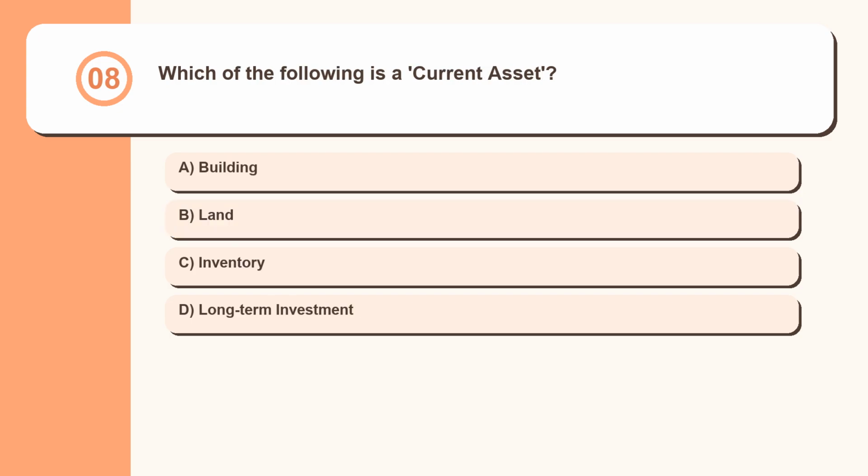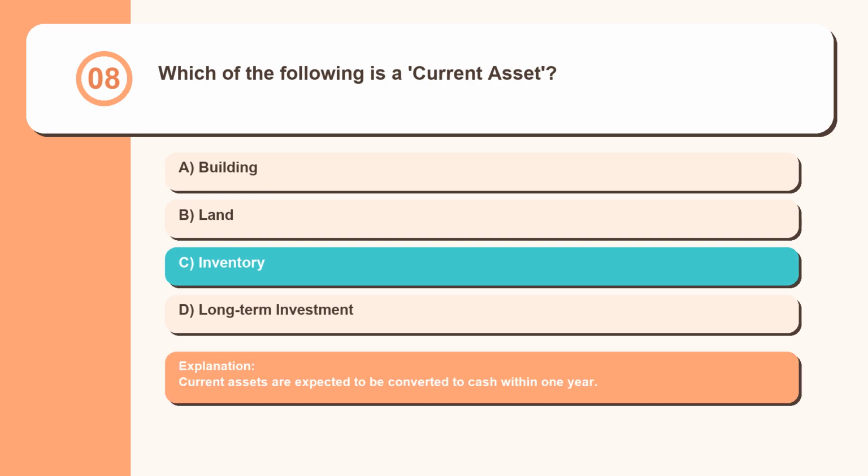Question 8. Which of the following is a current asset? Building, land, inventory, long-term investment. Current assets are expected to be converted to cash within 1 year.